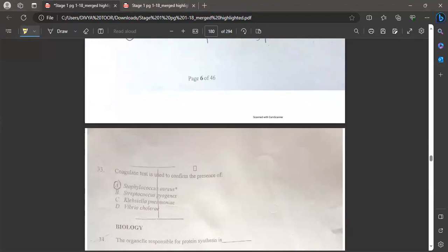Coagulase. Okay, and then the coagulase test is used to confirm the presence of... thinking the same. We're thinking together. You say catalase positive, coagulase positive. Okay. You said strep is coagulase negative.